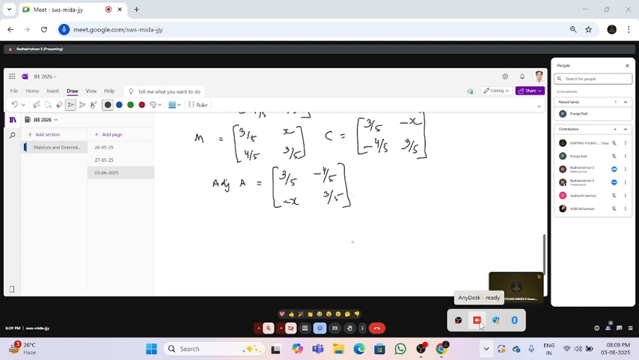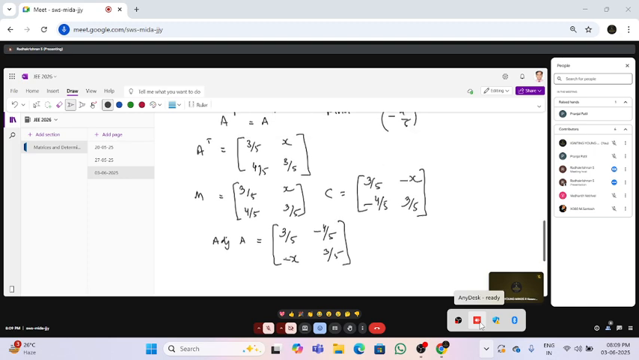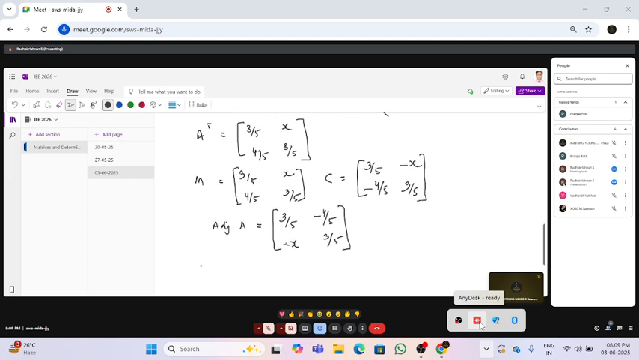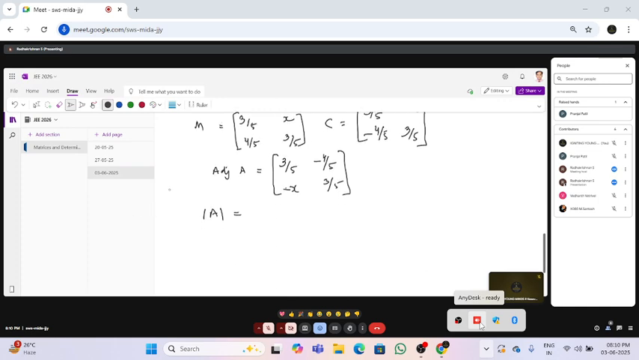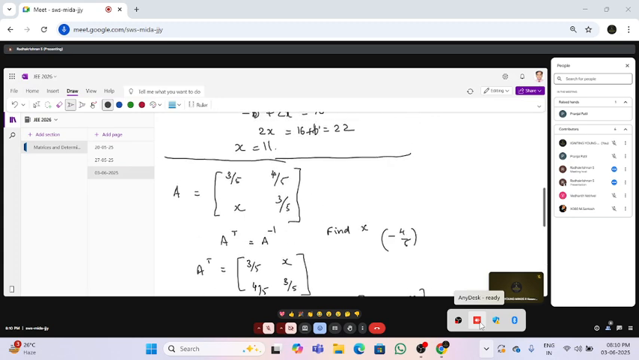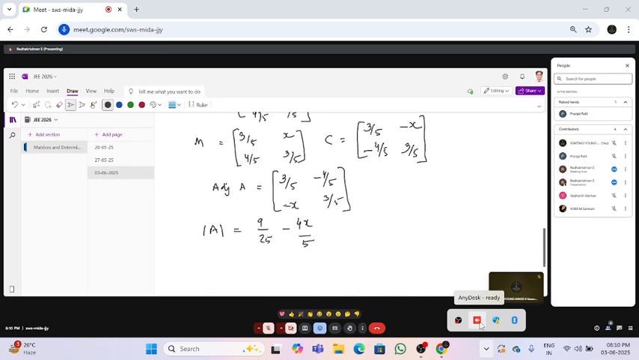And inverse will be 1 by det A into adj A. So we need det A also. What is the determinant of A? Determinant of A equal to a into its corresponding cofactor, if you take the first row. That is one easy way. So 3 by 5 squared, this is 9 by 25, minus 4x by 5. So I'm writing like that, 9 by 25 minus 4x by 5.